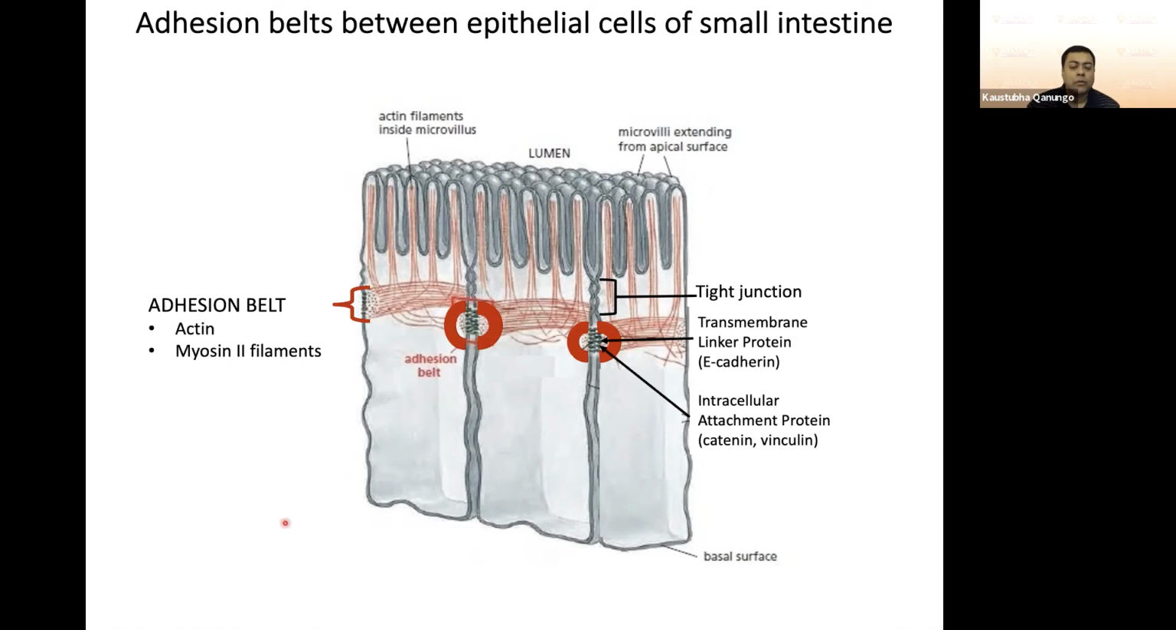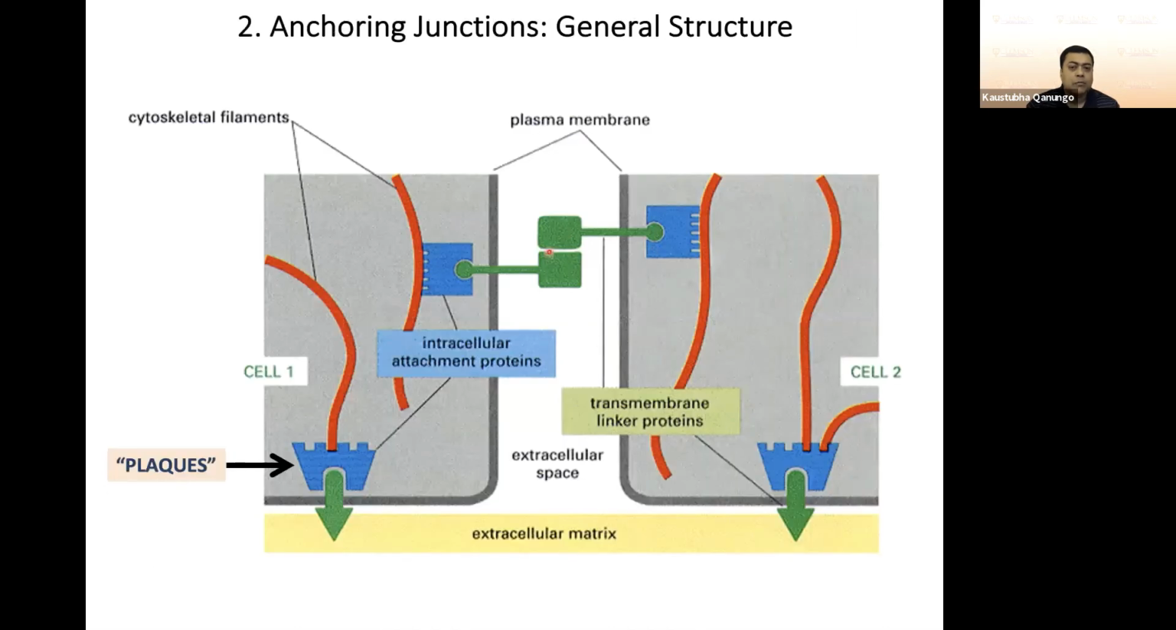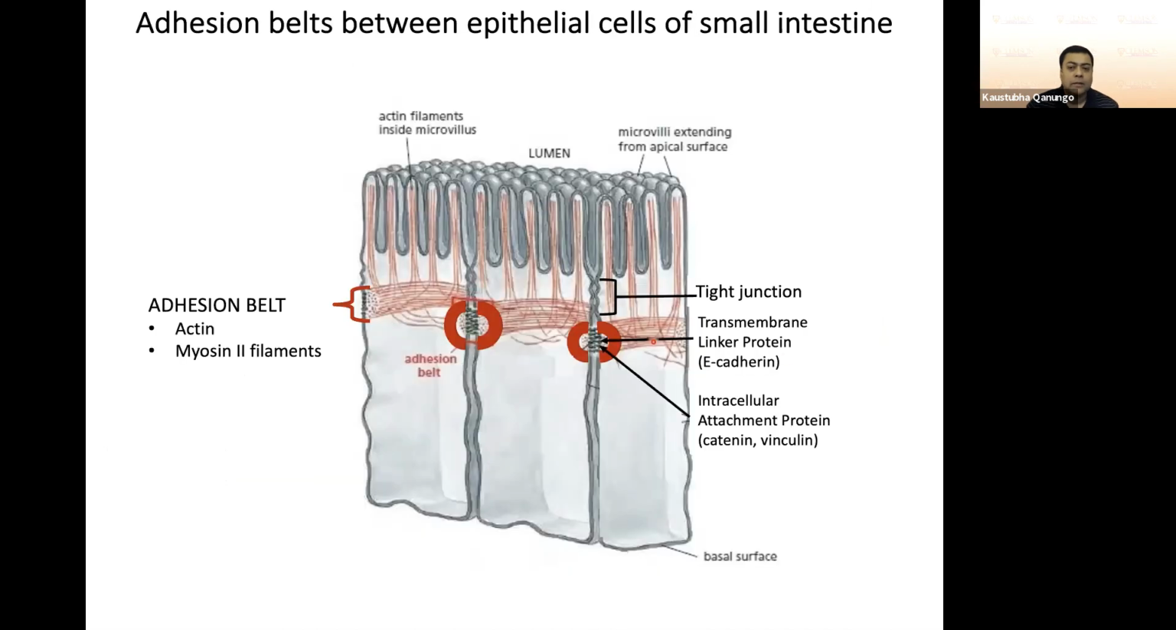And what you are going to see here are the linker proteins that we have seen in the previous picture, which is in green. These linker proteins are known as E-cadherin, which is right here. The E-cadherin of this cell will interact with the E-cadherin of this cell in the extracellular space. Then the intracellular attachment proteins are known as catenin and vinculin, which are inside this cell as well as inside this cell.